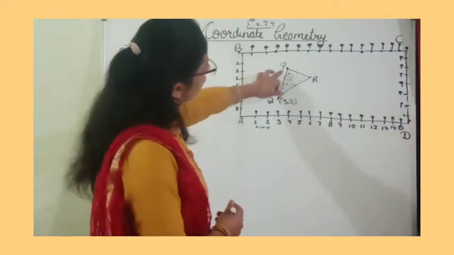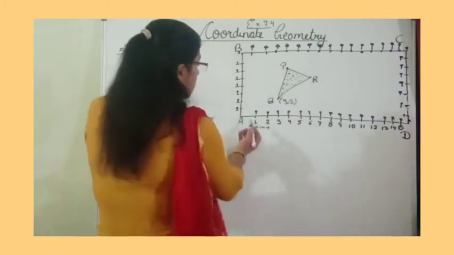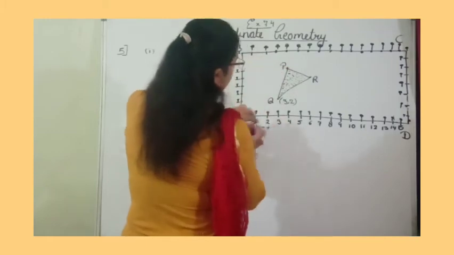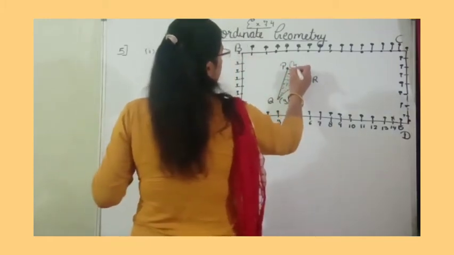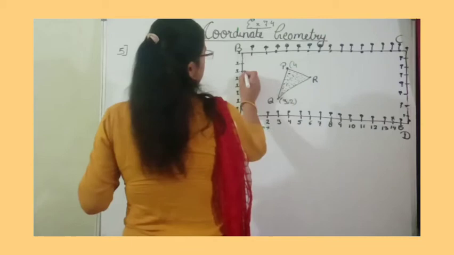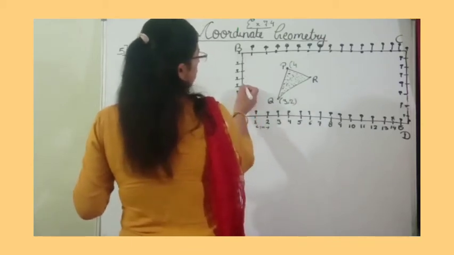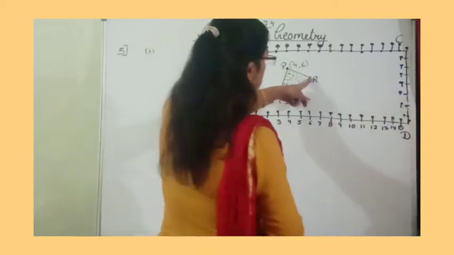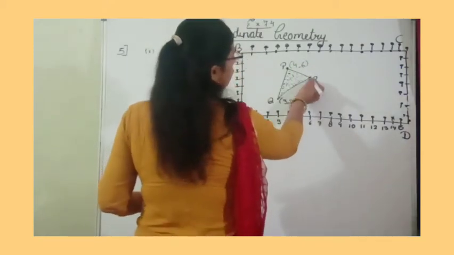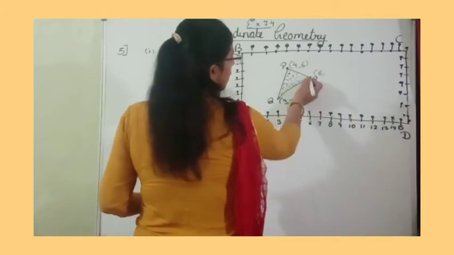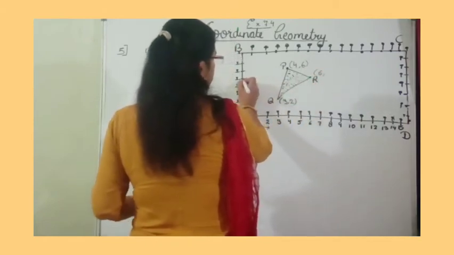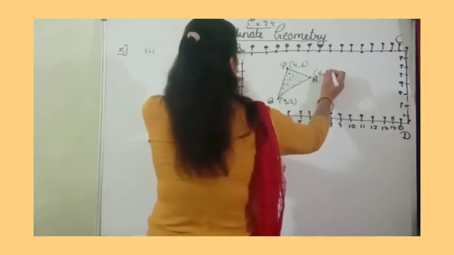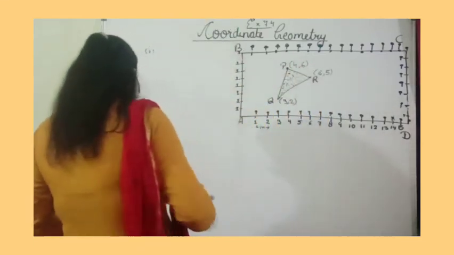So now find the coordinate of point P. So let us see. 1, 2, 3, 4. If we draw the perpendicular, this is 4. And what is the y-axis? Draw perpendicular till here. So this one, 1, 2, 3, 4, 5, 6. So 4, 6. Same with this point, R point. So this is 6. Draw perpendicular from here. So first x-axis is 6. And what is the y-axis? Draw perpendicular till here. So what we'll get? 1, 2, 3, 4, 5. So 6, 5. So this is your first part.